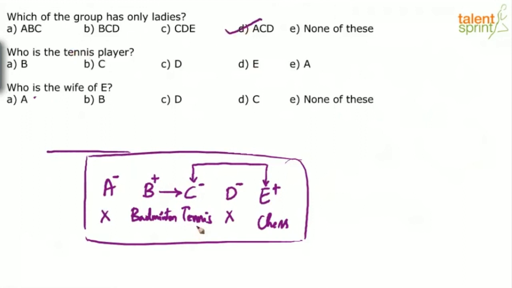Who is the tennis player? C is the tennis player, right? Who is the wife of E? C is the wife of E, right? So your answer must be D, B, D, right? D, B, D.